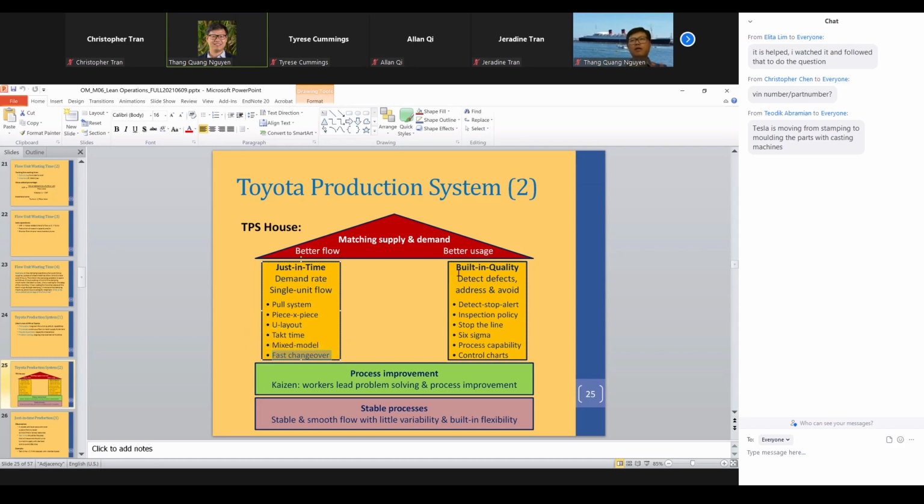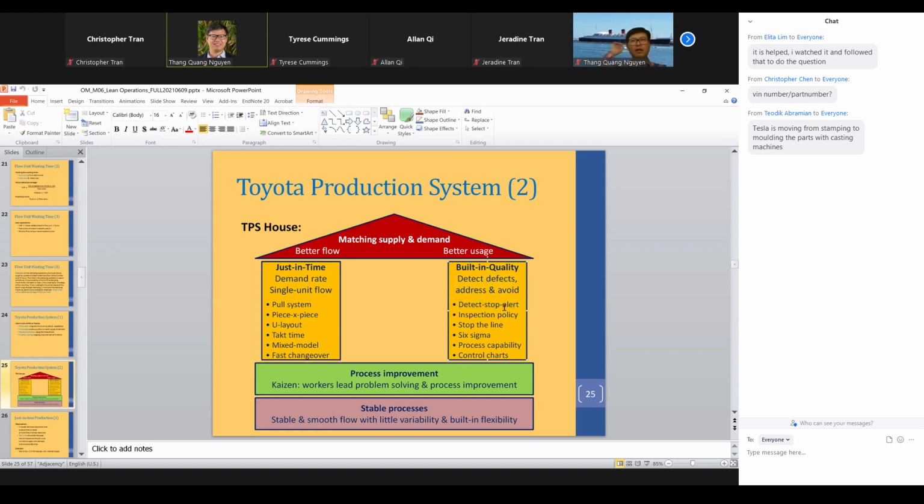All right, so built-in quality. Then here are some of the details. Detect, stop, and alert. Right? We have to have that system so that we can detect the defects and fix them right away before we deliver the final products to the customers. We have to have the stop the line capability. Otherwise, how can you fix it, right? Not only for this unit, but also for other units lining up before the current unit, and alert the engineers, the chief engineers, to do something about the problem.